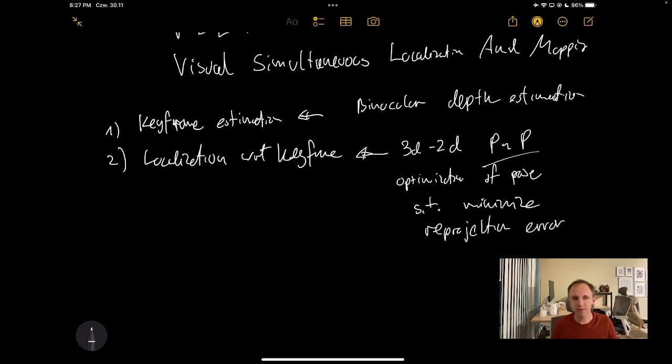Right, so let's now go a tiny bit into the details about point 1 and point 2, and then over time we will get into exact details of those. So first, the keyframe estimation, binocular depth estimation.